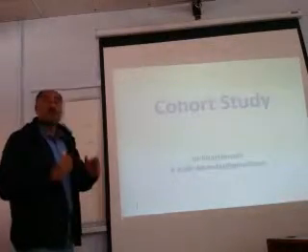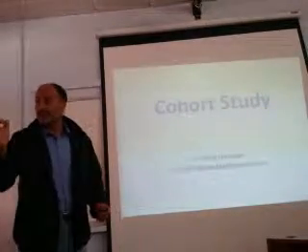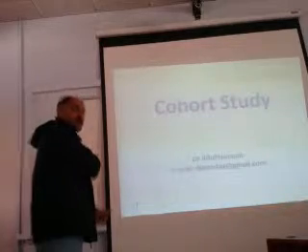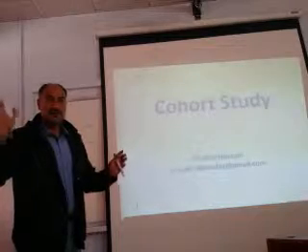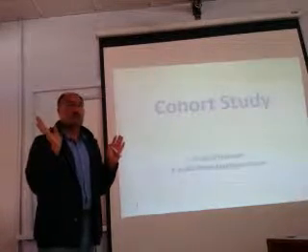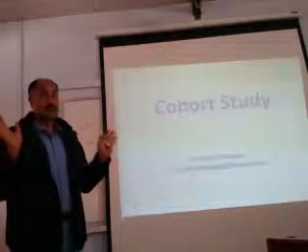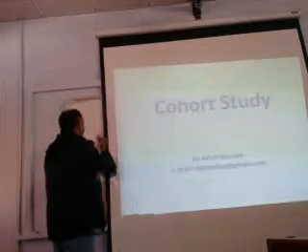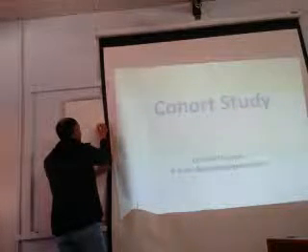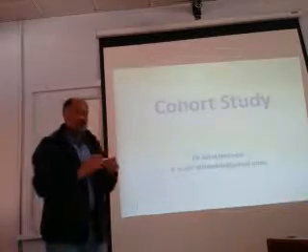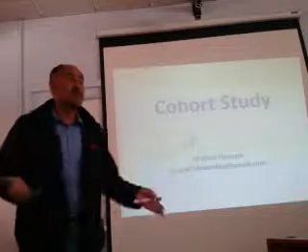With these two groups, we follow them up. We start the study with a group of people who do not have the disease. Is that clear? But one group has a risk factor, and another group does not have the risk factor. That's how we start it. And then we follow up. That means we are continuously following them up for the development of disease.